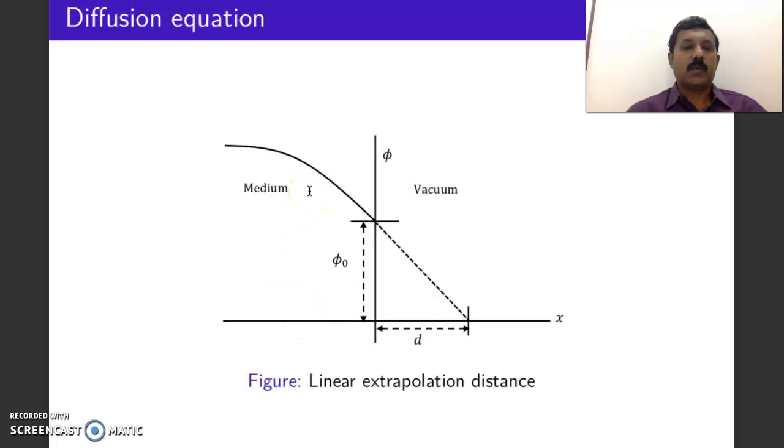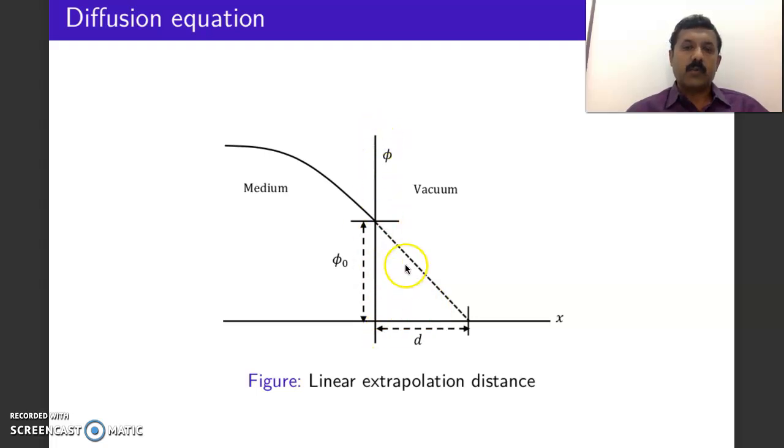Further, suppose you have a medium and vacuum, then generally the flux will be decreasing exponentially. We have seen that in my last video lecture, that is given by e to the power of minus sigma r. With respect to r it decreases, but at the interface it cannot become zero all of a sudden. We assume that the flux will become zero at a linearly extrapolated distance. That means the flux will become zero at an extended distance. That is called the linearly extrapolated distance. It is also called the augmentation distance.